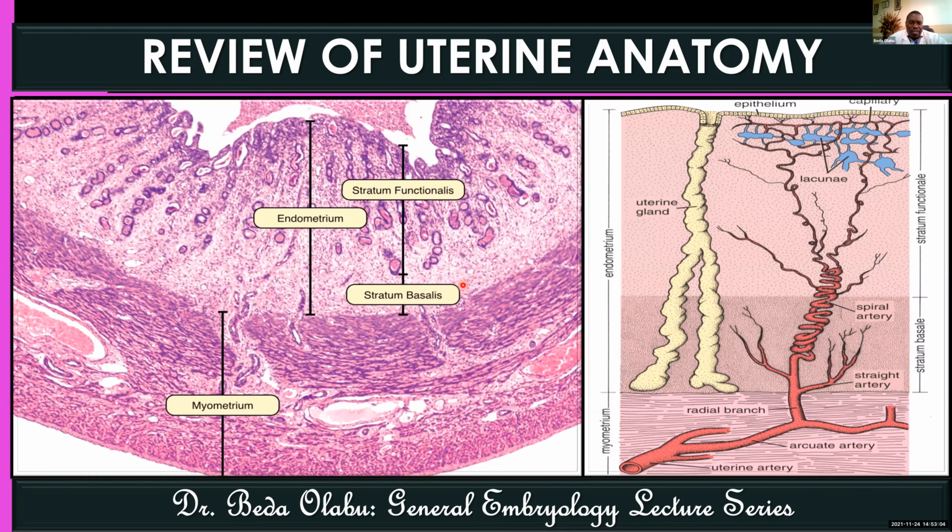The stratum basalis, that layer is the one that remains when menstruation takes place. And stratum functionalis, this is the one that is shed off when menstruation takes place. During implantation, the conceptus will burrow through the stratum functionalis up to there, the junction between stratum functionalis and stratum basalis. That is the normal extent of the burrowing.